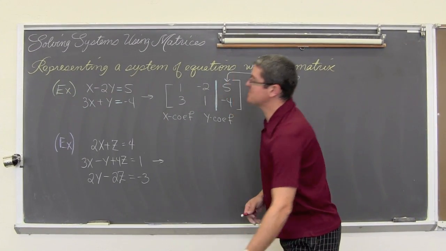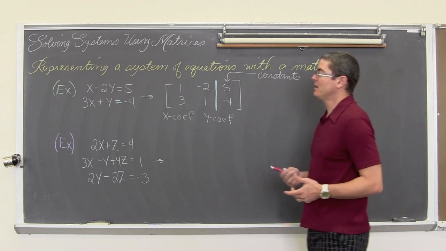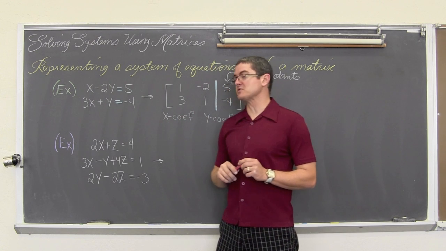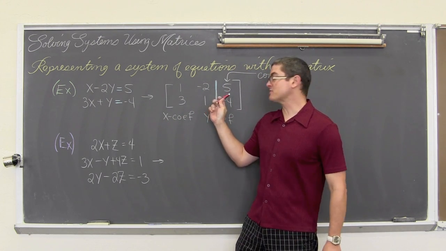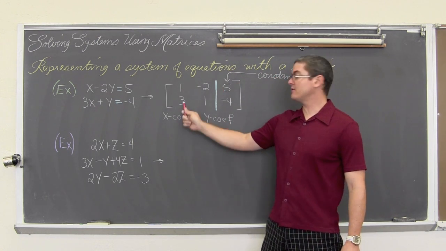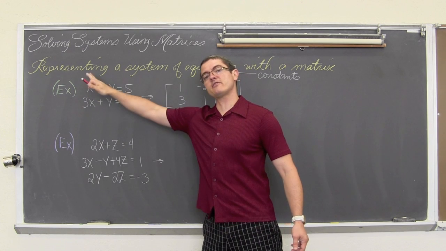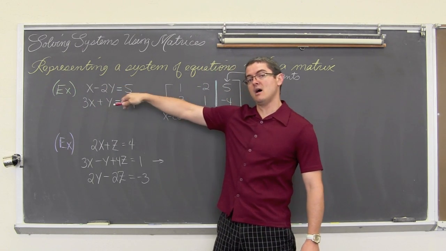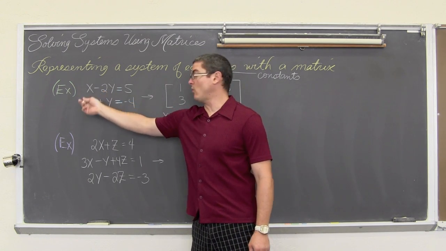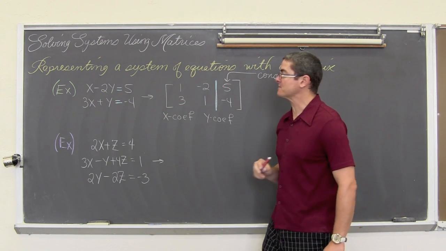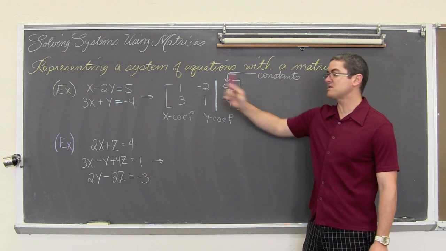Okay, so we want to represent a system of equations with a matrix. Our first example is x minus 2y equals 5 and 3x plus y equals negative 4. That written in matrix format is 1, negative 2, 5, and 3, 1, negative 4. As you can see, in my system of equations, I've kept my x variables lined up in columns. That's very, very important. The x coefficients of 1 and 3 are the first column of my matrix. Then I have negative 2 and 1, my coefficients for the y's, and it's my second column.